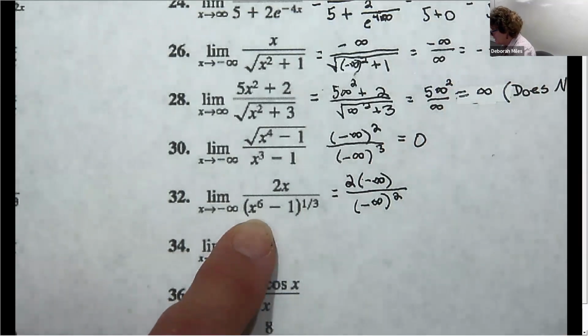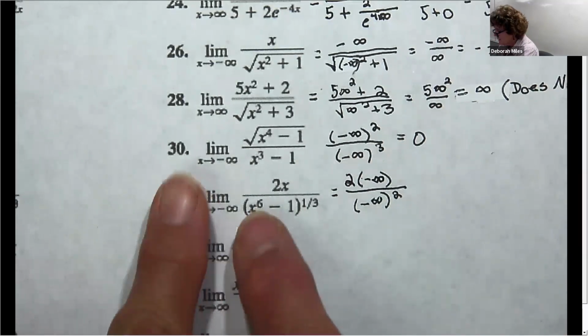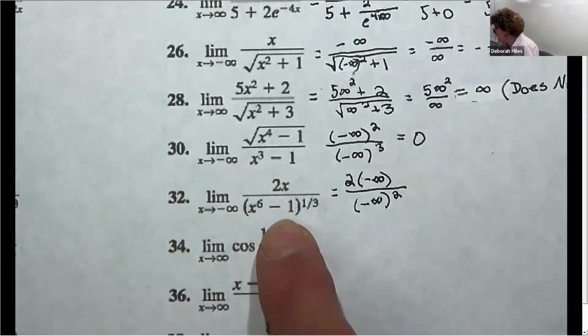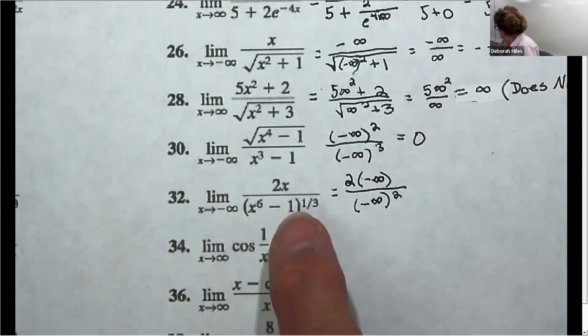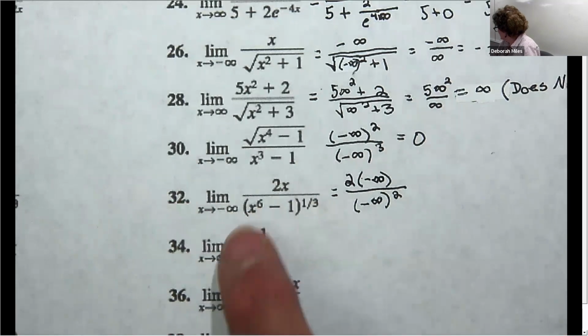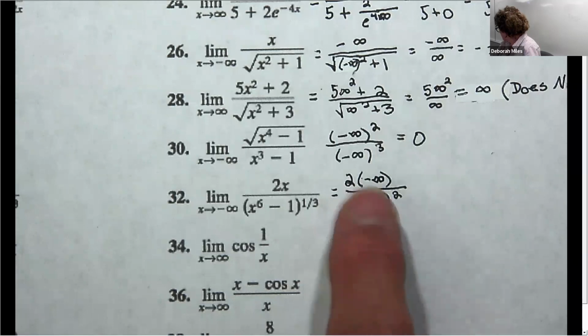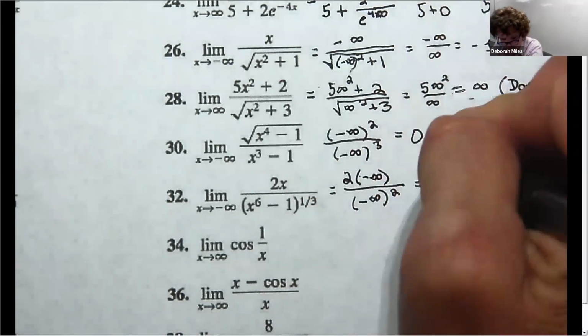This lady's not buying it yet. What do I think about that? Okay, this is a bazillion to the 6th. Minus 1 is really not going to make much difference. A bazillion to the 6th, the cube root of a bazillion to the 6th. All right, so what's that limit? The denominator is getting big faster than the numerator, so that whole thing is going to 0.